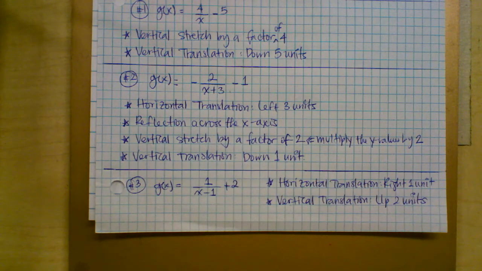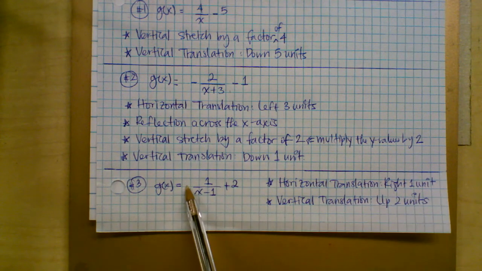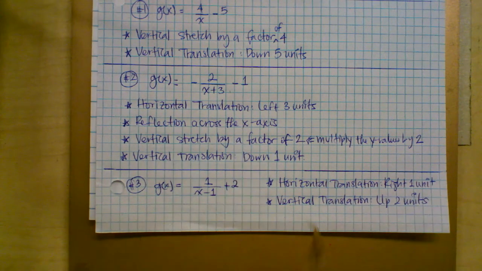Okay, so here for number 3, you only have 2 transformations. And again, when you have multiple transformations, the order does matter. There's no negative, so there's no reflection across the x-axis. Now the number on the numerator is 1, and 1 is not greater than 1. So there's no vertical stretch here either.